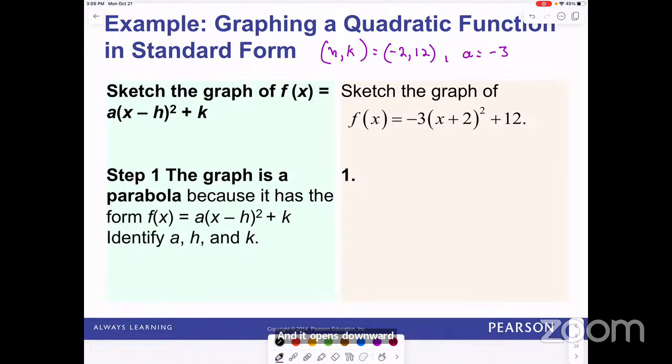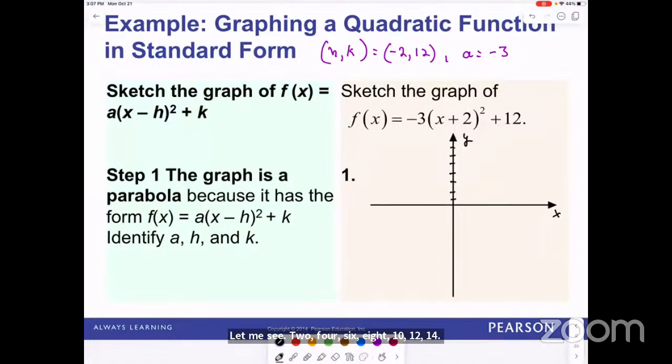I'm thinking something about like here. This will be our positive x direction. This will be our positive y direction. Let me see. 2, 4, 6, 8, 10, 12, 14.